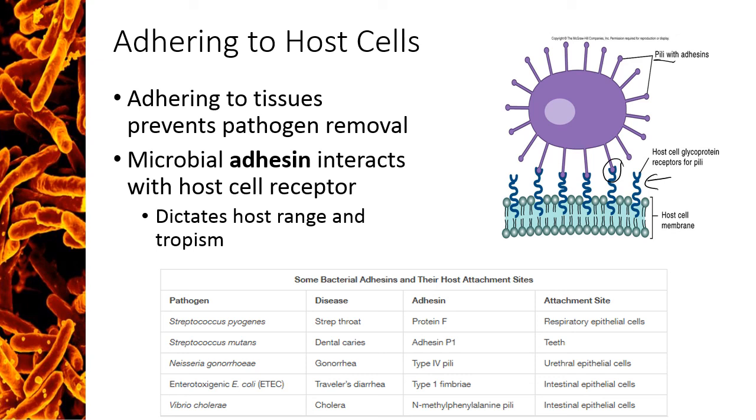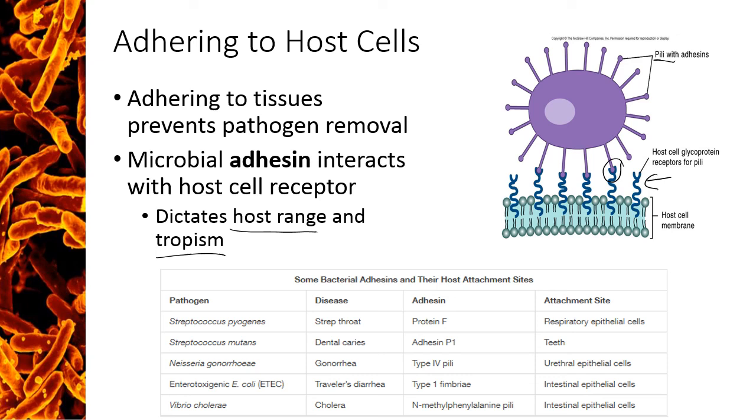Just like in viruses, this adhesion, this interaction of the receptor and the specific protein on the pathogen, is going to dictate the host range. So the pathogen would be able to bind to any species that has that receptor. And the tropism, it'll be able to interact with any tissue type that has that receptor.